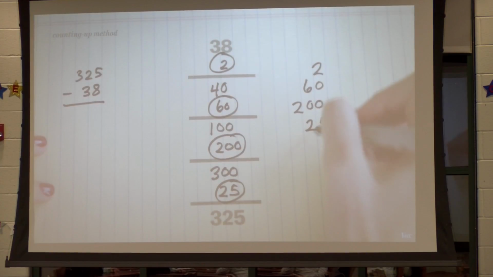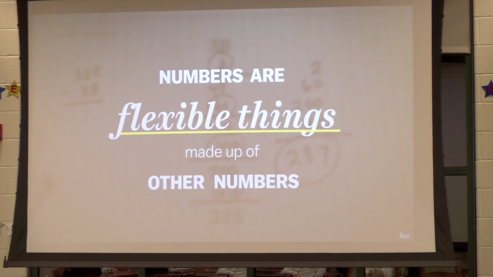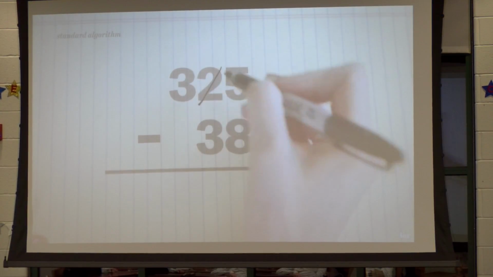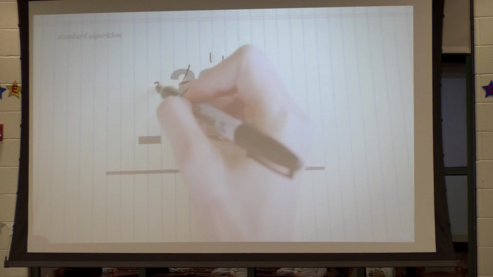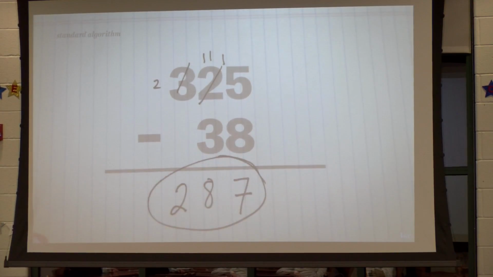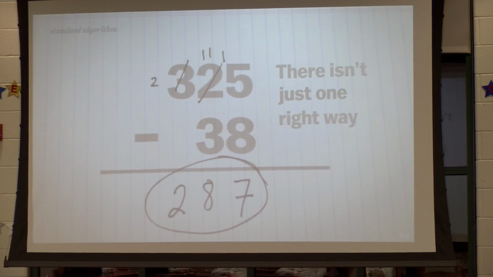You get this idea in your head that numbers are flexible things made up of other numbers. 40 is a 38 and 2. The standard algorithm is the easy and quick way to do it. Students absolutely still have to learn to do it that way. But the idea is that this gives them a better understanding of what they're doing, and that there are a lot of ways to do this. There isn't just one right way to find the solution to a math problem.